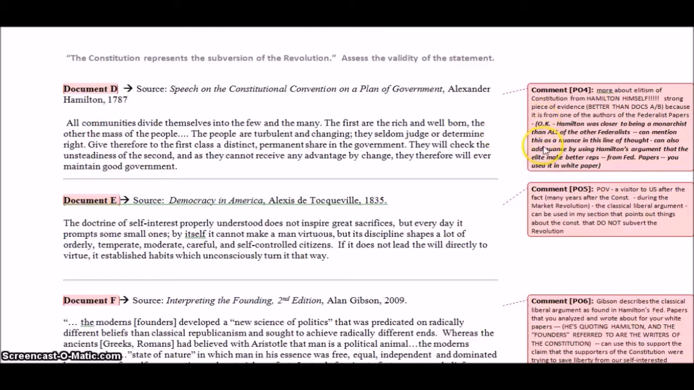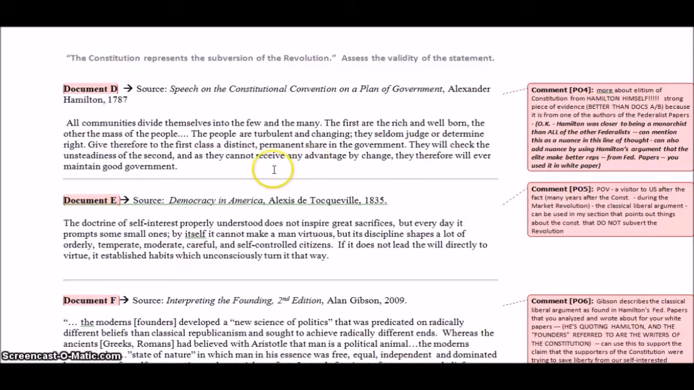You can also add nuance by using Hamilton's argument that the elite make better reps. You remember from the Federalist Papers? In other words, there should be a section in your essay where you argue that it did not subvert the revolution. You could say, okay, Hamilton did say it was elitist, and on one level that does subvert the revolution, but on another level, he did argue they made better reps. He did think they represented the people better than themselves. And you bring up that argument he made in that last Federalist paper we read.